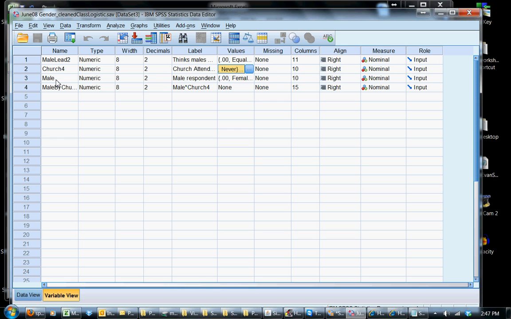Obviously, we've got a dichotomous variable, 0 and 1. You were 1 if you were male. In this case, our output will simply say how being a man increases or decreases your likelihood of agreeing that, generally speaking, males make better leaders.